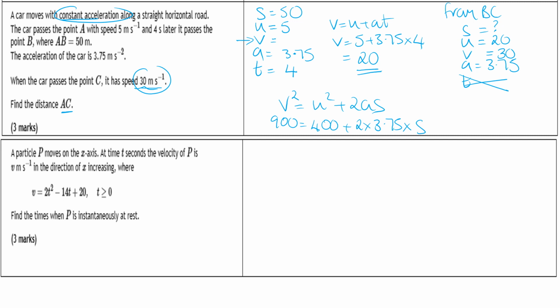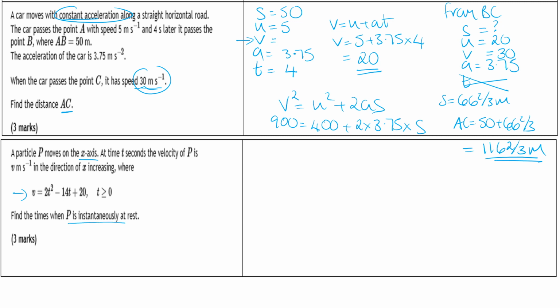Now, if you just rearrange and find s, it comes out to be 66 2/3 meters, but that's the distance from B to C. So the A to C is going to be 50 plus the 66 2/3, which is 116 2/3 meters. Last question, we've got this equation here, which is the velocity as a particle moves along the x-axis.